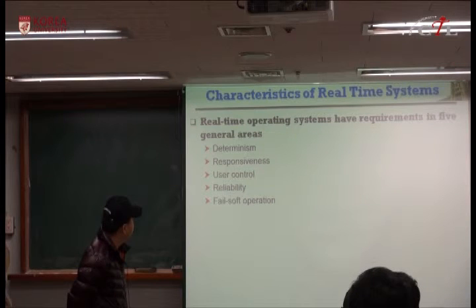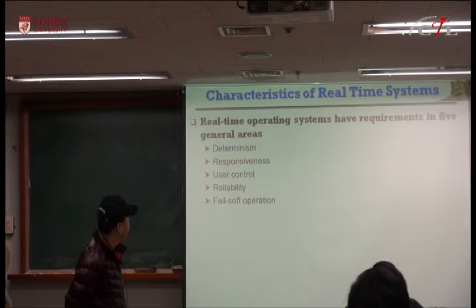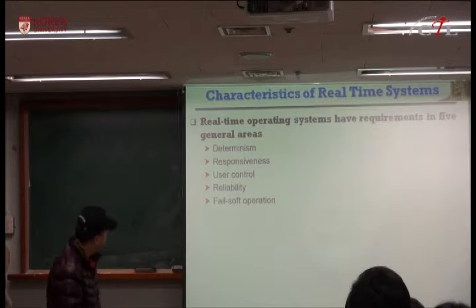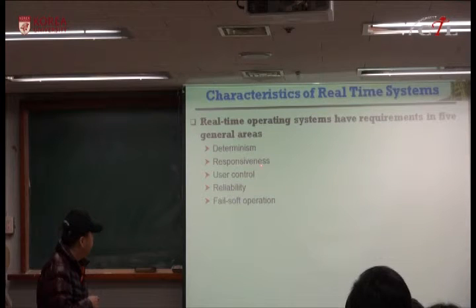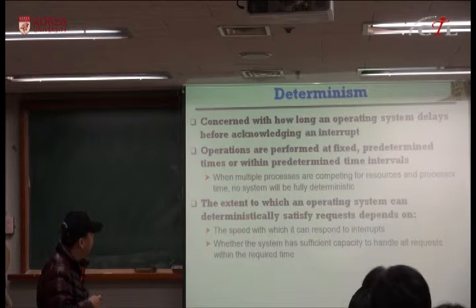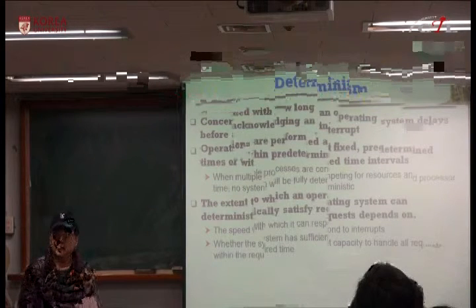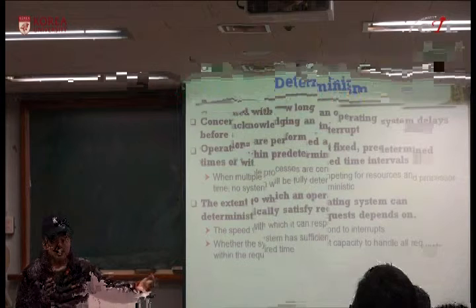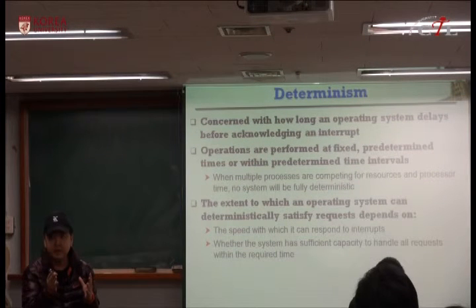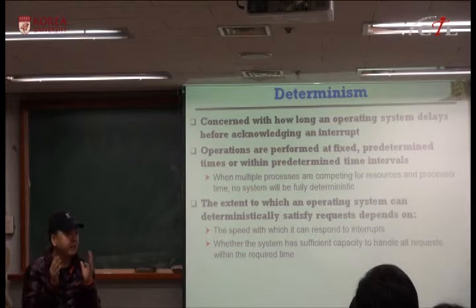And let's look at the characteristics of real-time systems. Real-time operating systems have requirements in five general areas: determinism, responsiveness, user control, reliability, and fail-safe operation. Let's look at each characteristic. Determinism is concerned with how long an operating system delays before acknowledging an interrupt. Interrupt means, a real-time system should react to events in real time, right? An outside event comes to the system as an interrupt. Okay? How fast this system can process this interrupt.